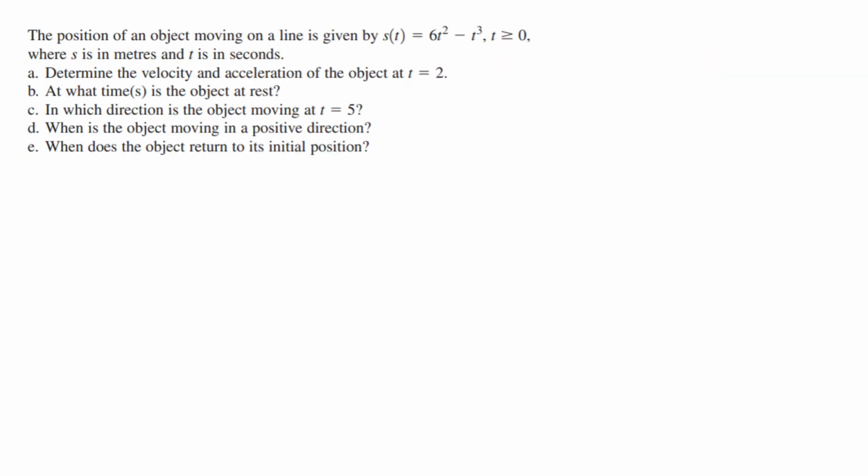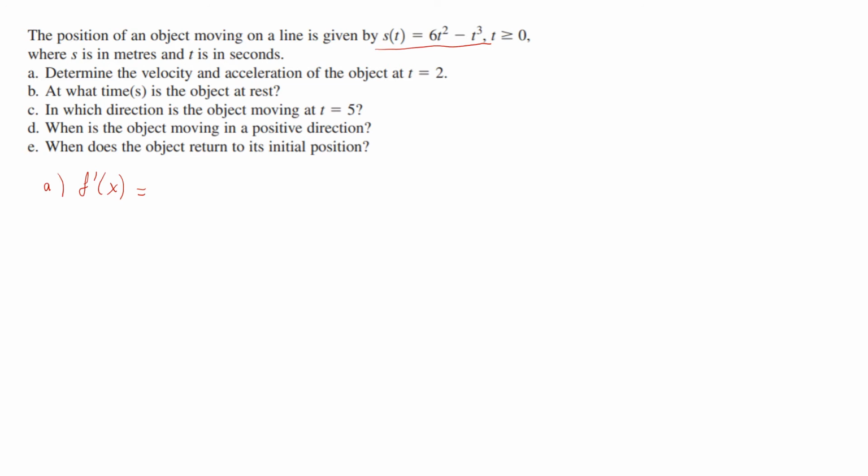So for this question, it's saying the position of an object moving on a line is given by the function over there, where t is bigger than or equal to 0, where s is in meters and t is in seconds. The first part is: determine the velocity and acceleration of the object at t equals 2. So already, because I know s(t) represents the position here, I know when I find the velocity, I take the derivative, and to find acceleration, I take the second derivative.